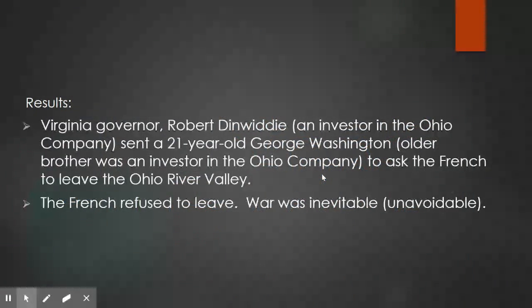So what happens? This is one of my favorite names in history, Robert Dinwiddie, who was the governor of Virginia. Also, by the way, an investor in this Ohio Company. So he was making money off the sale of this land in the Ohio Valley, right? As a person who owned stock in this Ohio Company. He sends this guy, some of you may have heard of him. His name is George Washington. Yep, the same George Washington that becomes our first president. He's 21 years old at the time.